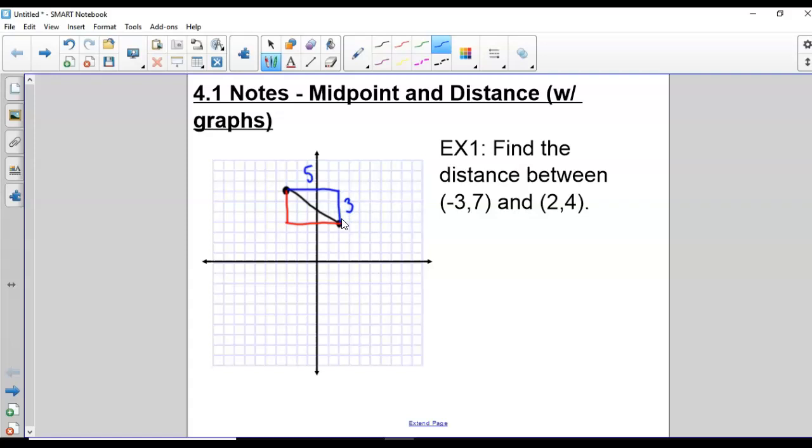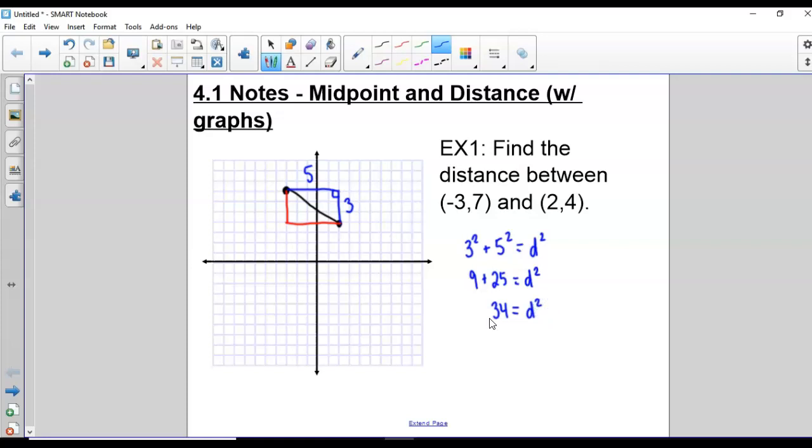Okay? So 3 and 5 are the legs of that triangle. So we're going to say 3 squared plus 5 squared equals, you could use whatever you want, I'm going to use a D here for distance, D squared. So 3 squared is 9, 5 squared is 25. Together that's going to give us 34. That will equal D squared.